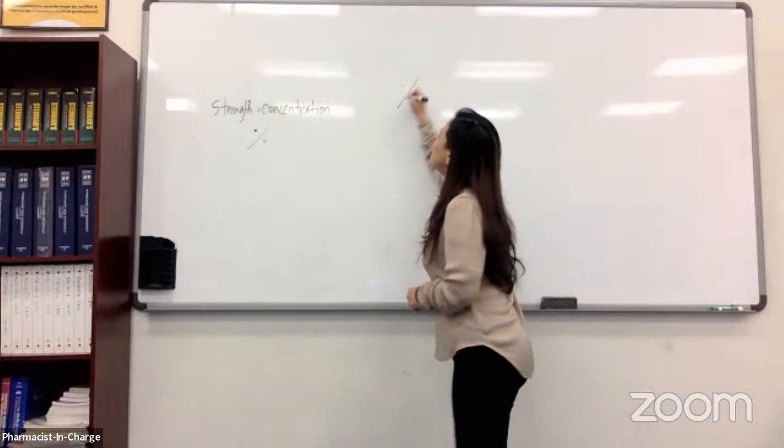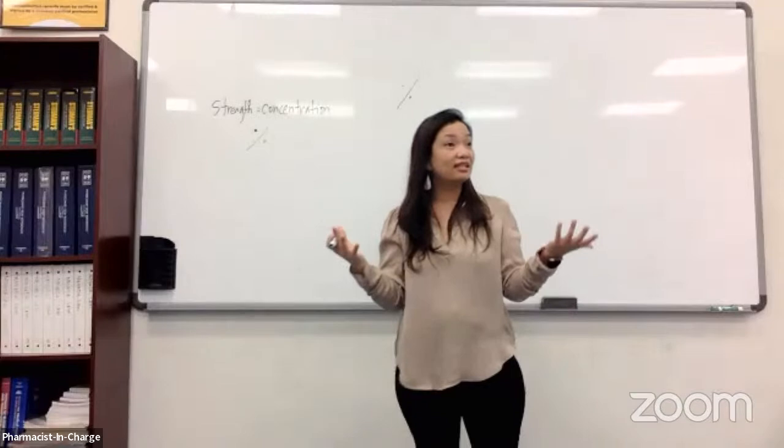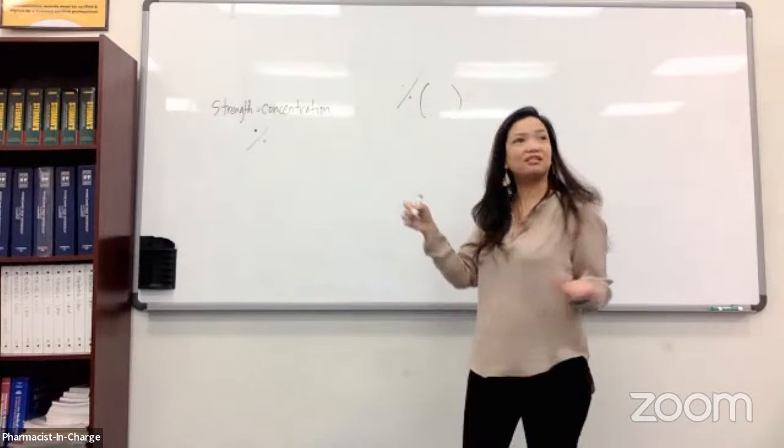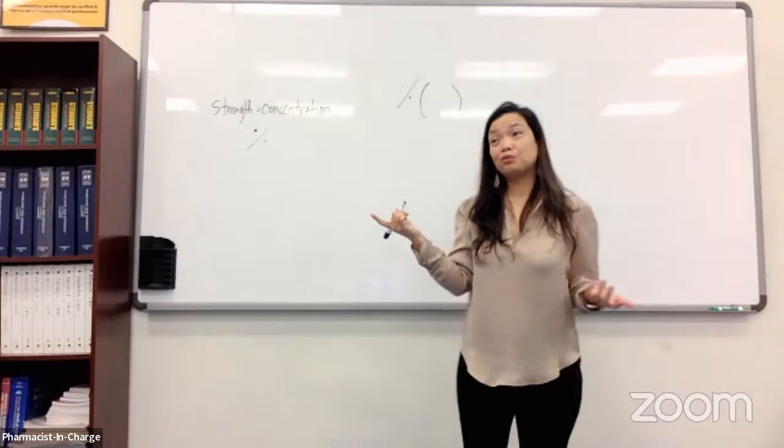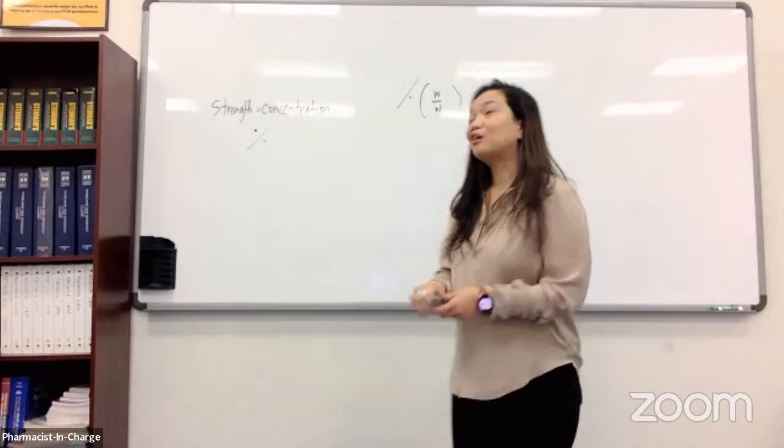So percentages on a test, when you see this, because I told you that they don't say what exactly that dosage form is. Sometimes you're lucky. You're going to get something in a parenthesis, but not always the case. Sometimes it will say percentage weight over weight. Not always the case. Sometimes it's just percentage.